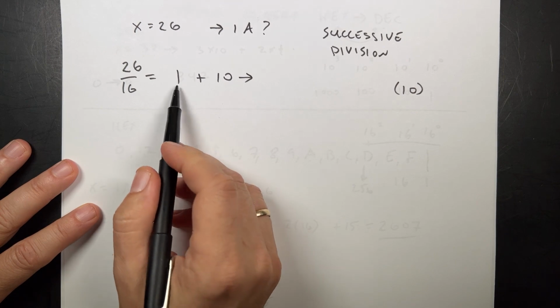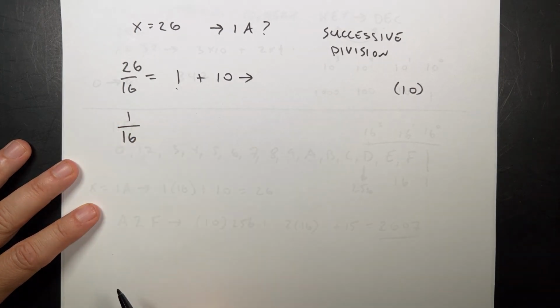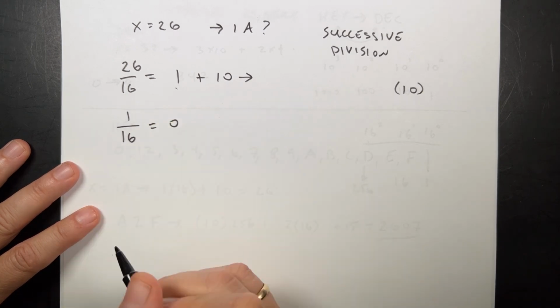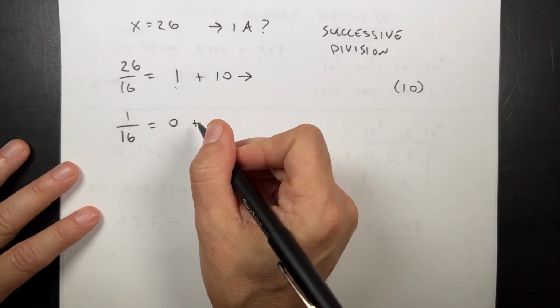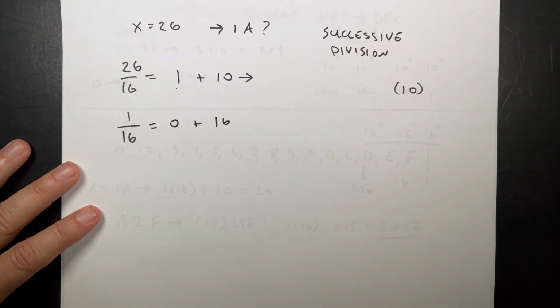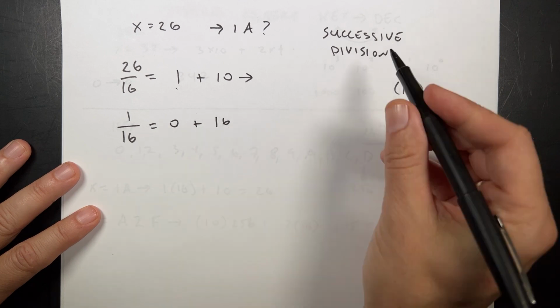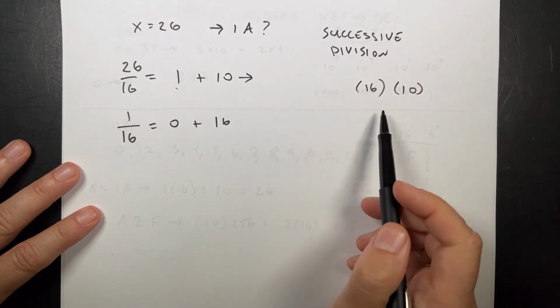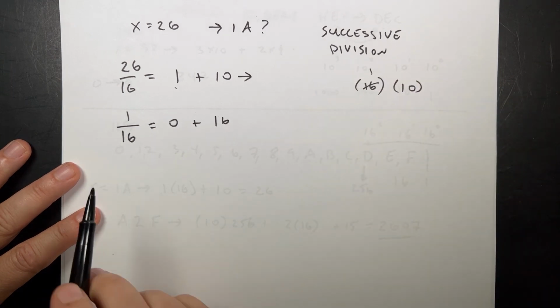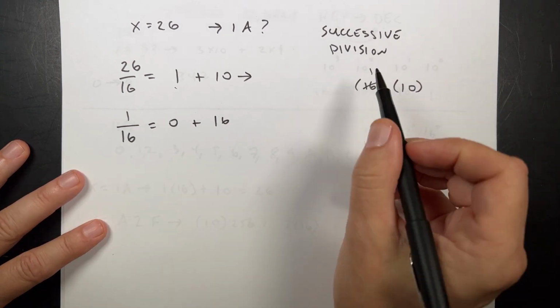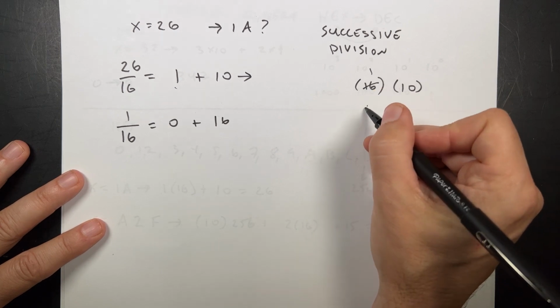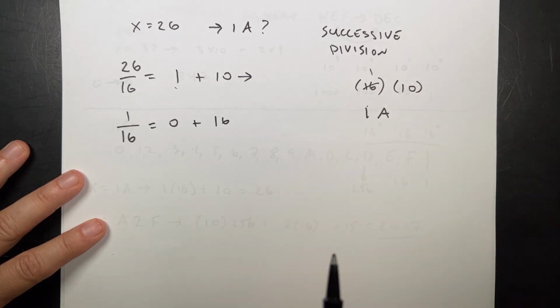Now I'm going to take this, my remainder, and put it over here and divide that by 16. So what's 1 divided by 16? 0. But I have a remainder of 1. Well, how many 16s do I need? It's really just 1. So now I can convert this to a number. I can just write 1, and instead of 10, I'm going to write A. So 1A is the same thing.